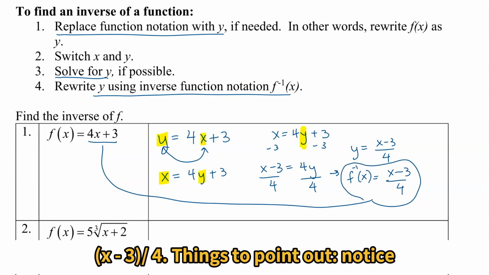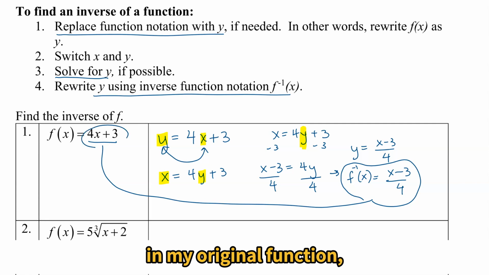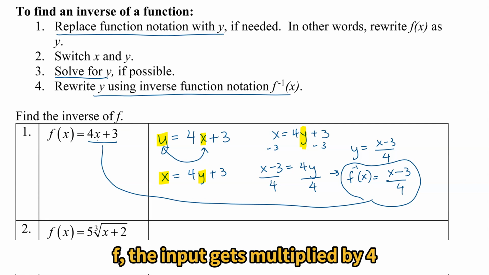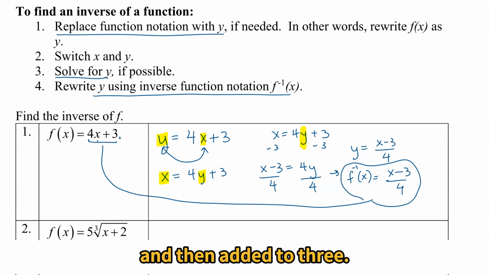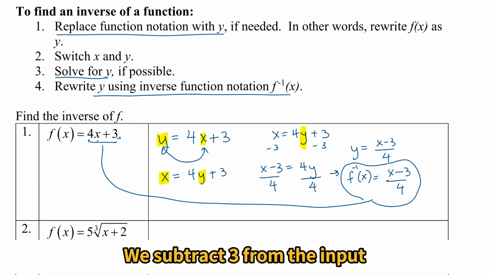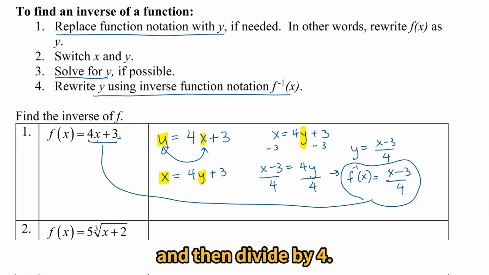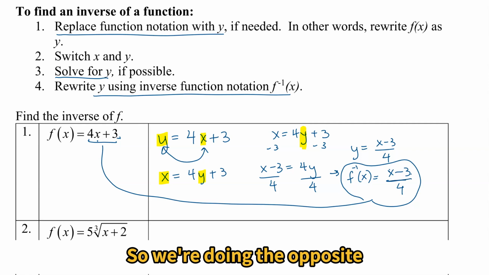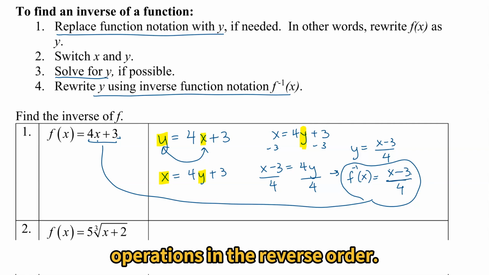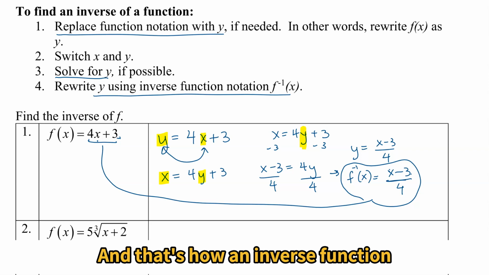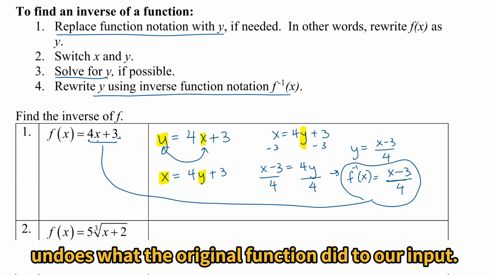Things to point out, notice in my original function f, the input gets multiplied by 4 and then added to 3. In my inverse function, we subtract 3 from the input and then divide by 4. So we're doing the opposite operations in the reverse order. And that's how an inverse function undoes what the original function did to our input.